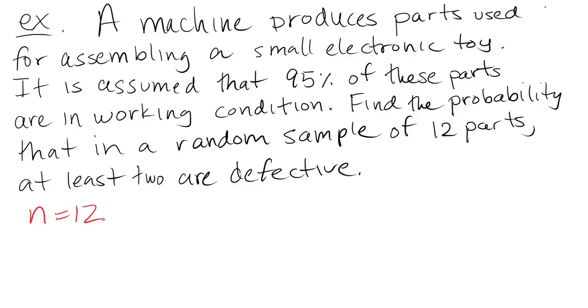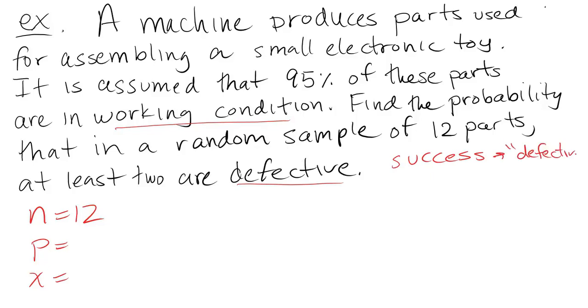N is 12. P and X are dependent on what you consider to be a success. And I hope you noticed that we have that same issue. We were given the percentage that are in working condition, but we're counting the ones that are defective. You have to make a choice what you want to make a success. There isn't a wrong choice, but you have to make an active choice. I hope I've made clear what I would do. We're counting up the defective ones, and so I would make a success a defective part. That's what we're counting up. That's what I would consider to be a success.